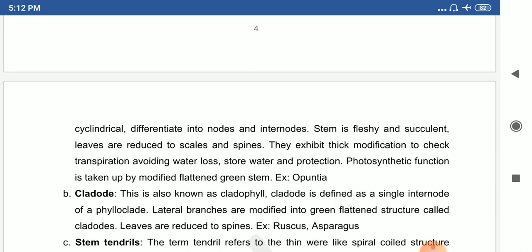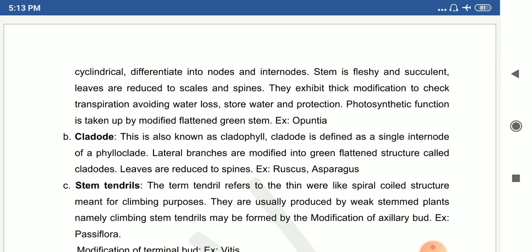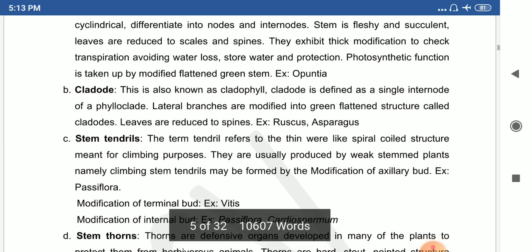The stem is fleshy and succulent, and here the leaves are reduced and modified into spines. The stem looks like a leaf, and the leaves are reduced to spines. This type of modification helps overcome desiccation or drought conditions. So the example is opuntia. The next one is a cladode. Here, cladodes consist of claw-like structures. The leaves are reduced to form spine-like structures. Example, Ruscus, asparagus. The next one is stem tendrils.